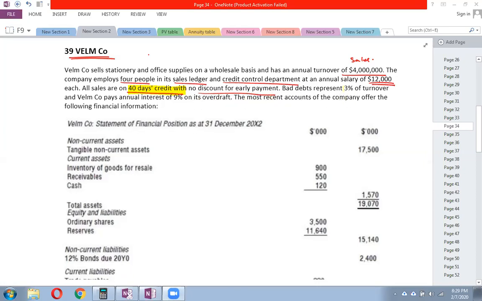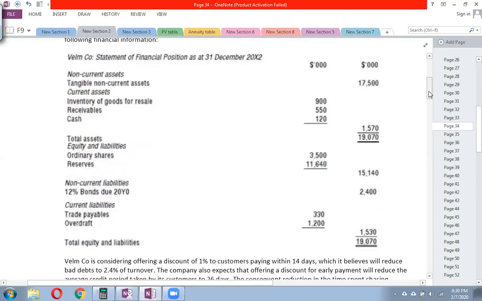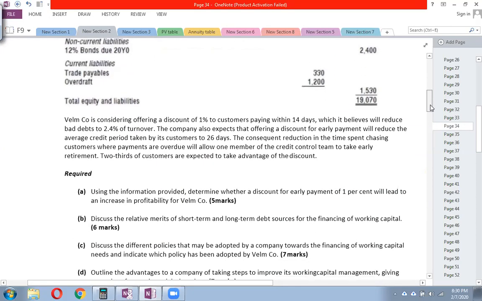We are offering bad debts represent 3%. So bad debt represents 3% of the turnover. The turnover is 4 million. 3% of 4 million are our existing bad debts. Interest rate is 9% on our overdraft. Most recent accounts for the company offer the following financial information, right? So we're given the balance sheet. In the balance sheet, we have cash, receivables. Okay, so we can find the receivables figure from the balance sheet, just in case we need it, right? We have the overdraft. Let's see what else we have.